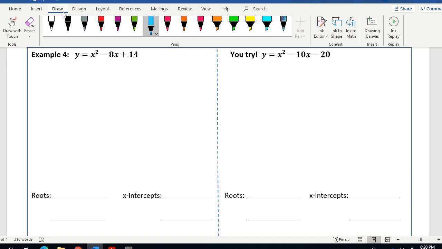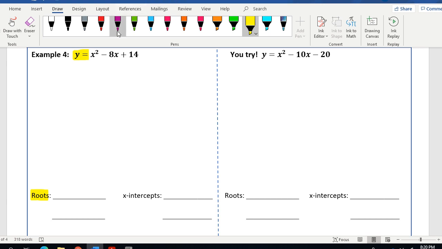All right, so now let's look at example 4. Now, example 4 is no longer an expression. It's actually an equation because I have a y equals. And it's asking me also to find the root. So I'm actually going to have to solve this one. We're going to first complete the square.